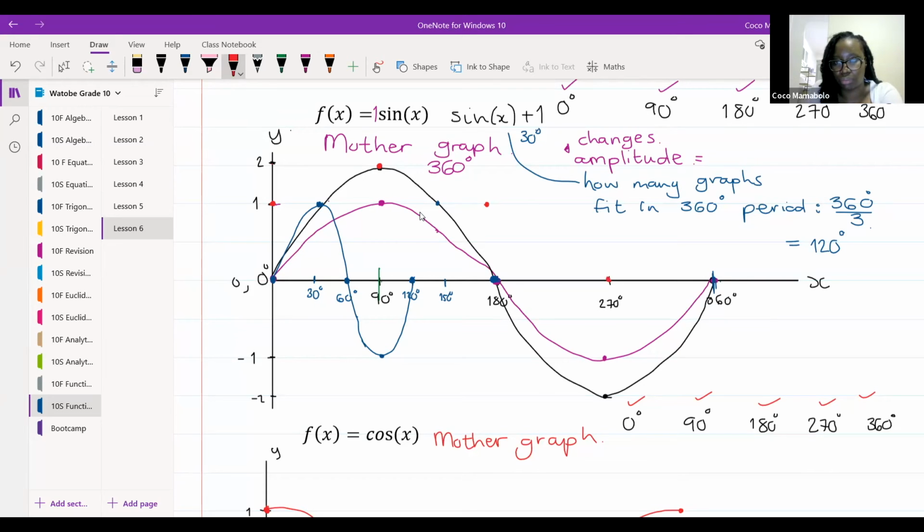Cool. And then sine of 360, close bracket, plus 1 is 1. Good. So tell me, guys, what did this extra plus 1 do to my mother graph? What did it do to my mother graph? It's definitely not drawn to scale, I'll tell you that.